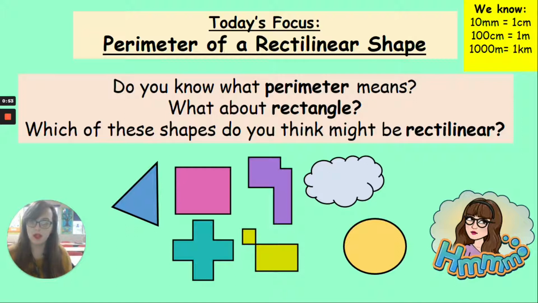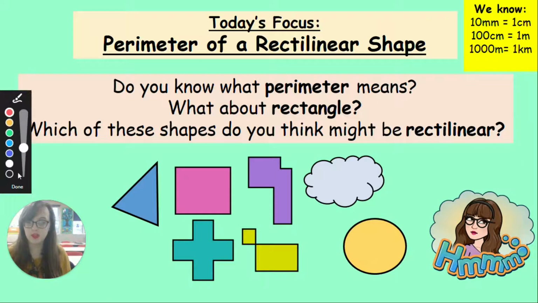We know quite a lot about rectangles. We know that they've got the same sides and the same top and bottom. And we know they're made up of right-angled corners. Now, rectilinear sounds very similar to rectangle, so using that, do you think you could have a guess at which of the shapes I've got here might be rectilinear? I'm straight away going to circle the rectangle. I think that might be rectilinear because they start with the same sound. I think rectilinear might have something to do with rectangles.